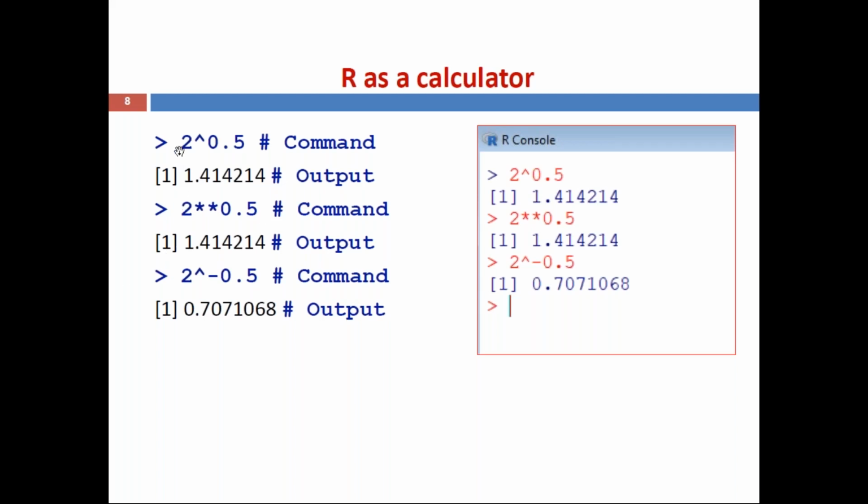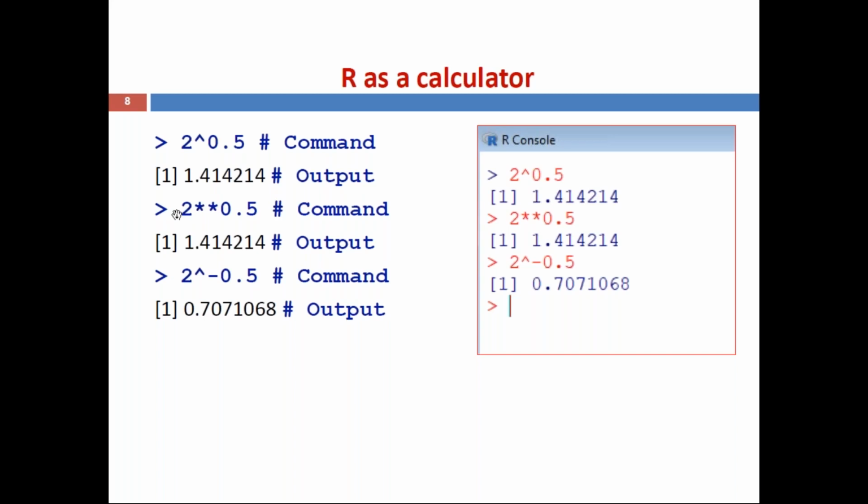The first example you can see is 2 cap 0.5. This cap symbol is used for the exponent or power operation, 2 power 0.5. This is the command. Whenever you type this command in the R console, see the right side window, 2 power 0.5 is nothing but 2 power 1 by 2, that is the square root of 2. So it displays the output as 1.414214.